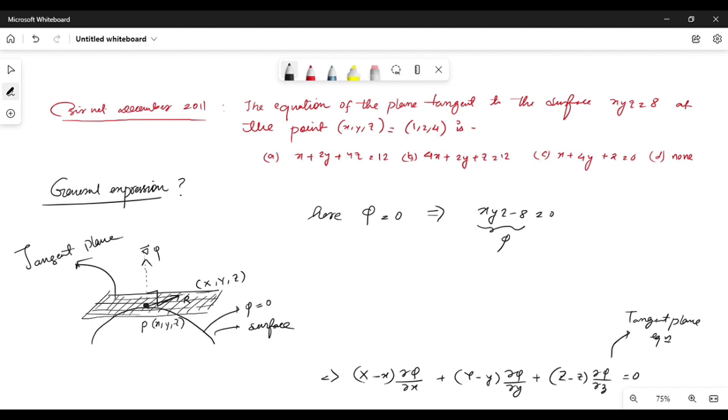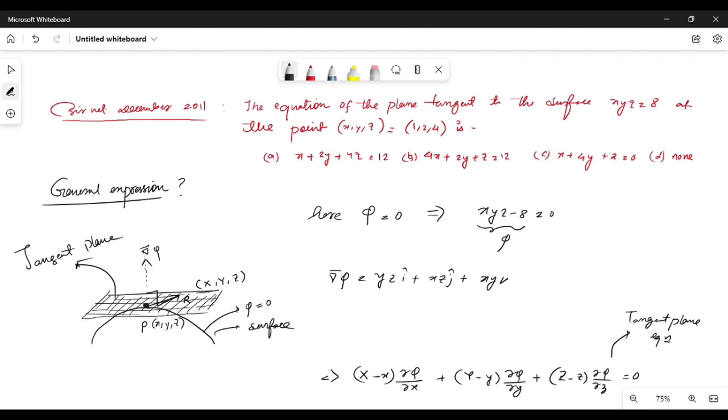Before that, let me find del phi, that is del phi by del x, del phi by del y, del phi by del z. It would be better if I find the gradient of phi. If you find it out, you will find that the x component is yz i cap, the y component is xz j cap, plus the z component is xy k cap.